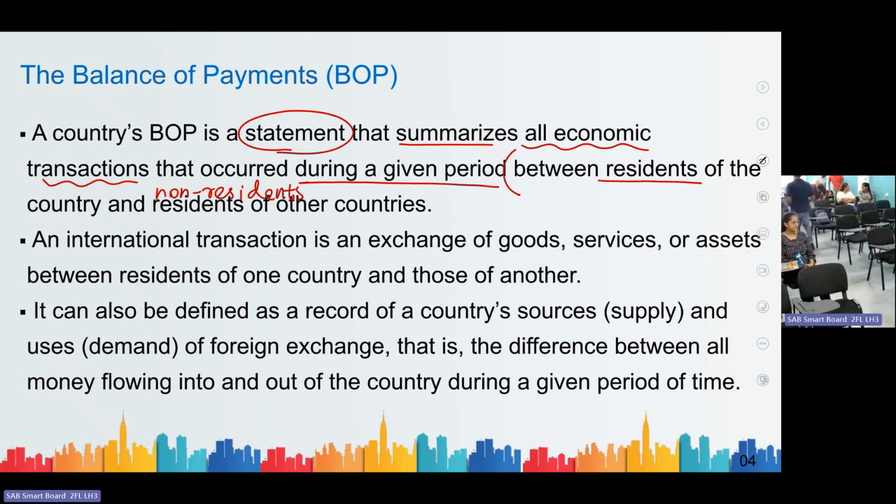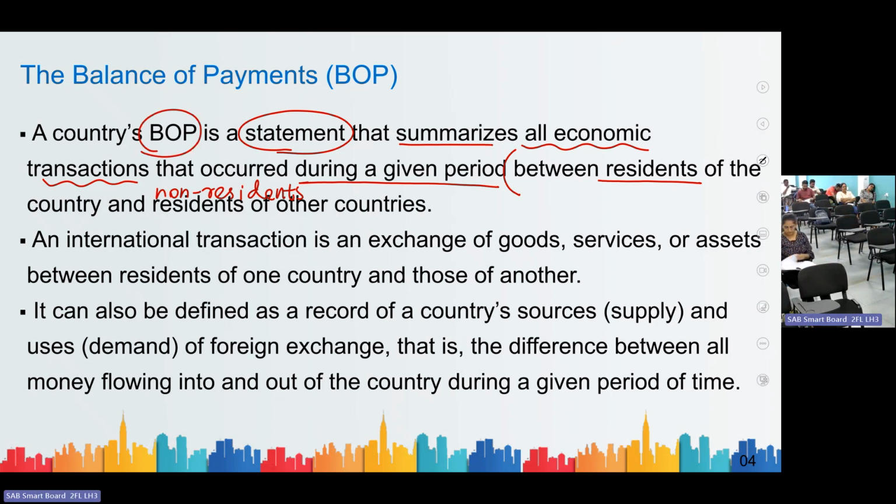Non-residents are the residents from other countries. There are imports happening between residents and non-residents. There are exports happening between residents and non-residents. There are direct investments, portfolio investments, interest payments, remittances. Likewise, there are a range of transactions that happen between residents and non-residents. Residents means people who reside in the domestic country. Non-residents are those who are residing in other countries. So all of these transactions are summarized in a statement over a period of time.